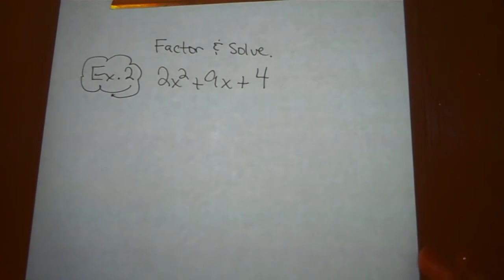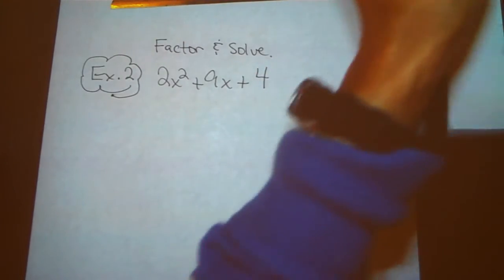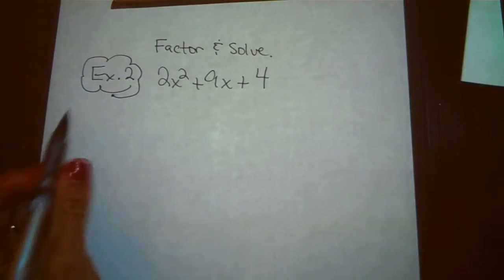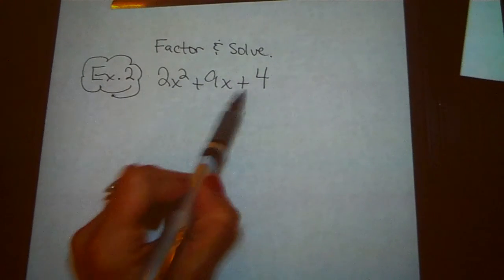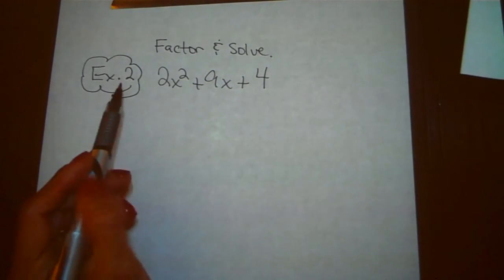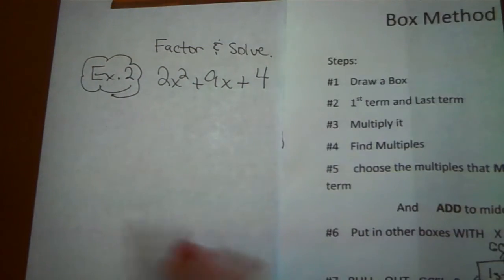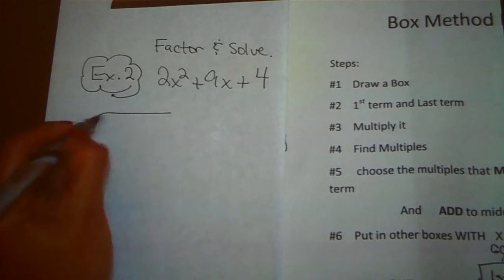Example 2. I want to do one more with you just to get you the feel of going through all the steps. So, example 2 says factor and solve: 2x squared plus 9x plus 4. We're going to go through the steps, and here are your steps again. Step 1, we're going to draw a box.